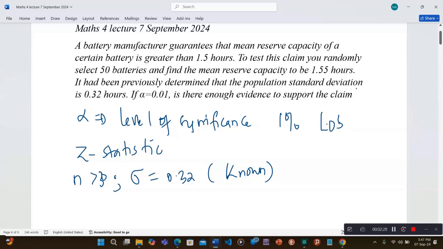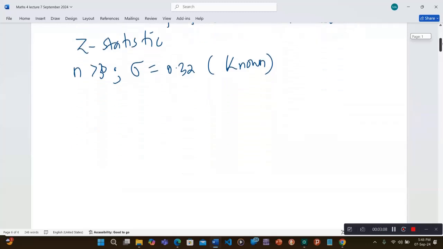But before that, the company was saying the reserve capacity of the battery is greater than 1.5 hours. So we have to test this claim for the battery manufacturer. If he is claiming that the reserve capacity of the battery is greater than 1.5, then we need to use the information given to us to either accept his claim or reject his claim. So first of all, we are going to state the hypotheses.